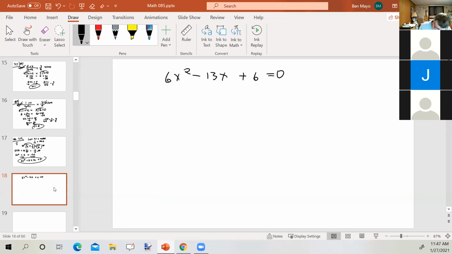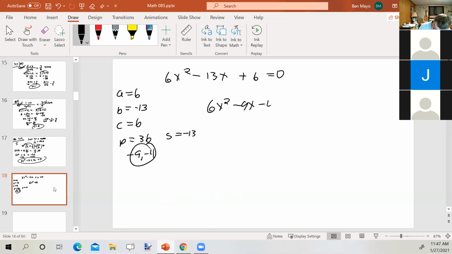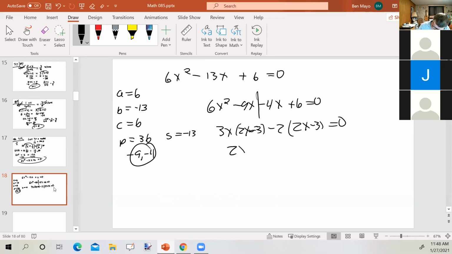I'm going to use factoring by grouping. A is 6, B is negative 13, C is 6, the product is 36, the sum is negative 13, the numbers are negative 9 and negative 4. So I get 6x squared minus 9x minus 4x plus 6 equals 0. Factoring by grouping, 3x times 2x minus 3, 2x minus 3, and we get a minus 2. So we get 2x minus 3 times 3x minus 2 equals 0. Any questions there?